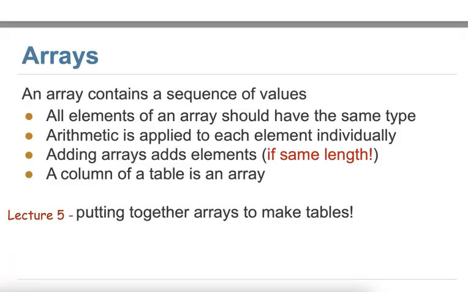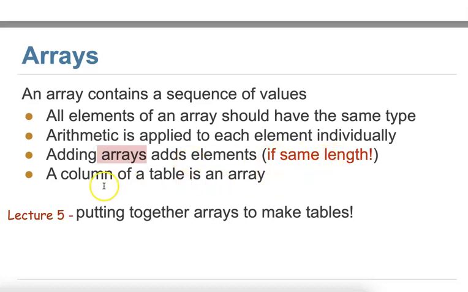Okay, so back to see here, the summary for the array. An array contains a sequence of values. They are all the same data type. All elements of an array should have the same type. Arithmetic is applied to each element individually. So when you're adding arrays, they need to have the same number of elements. Only the length is the same.